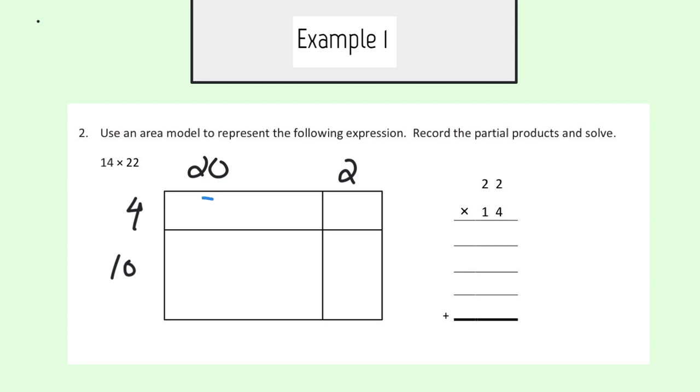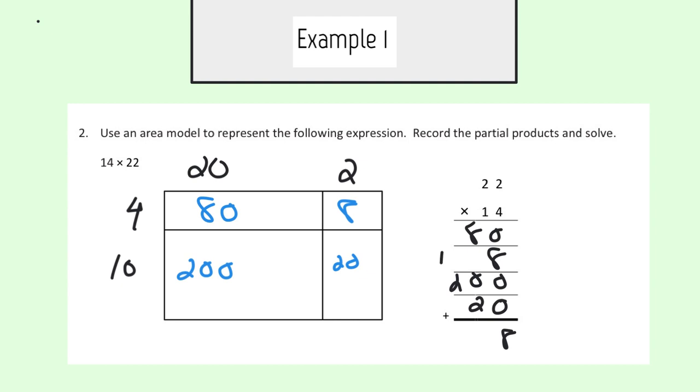20 times 4 is equal to 80, and 2 times 4 is equal to 8. 20 times 10 is equal to 200, and 2 times 10 is equal to 20. Now we can take all of the numbers in the boxes and add them together. So we're going to put 80 and 8, 200 and 20. We're going to go down the line. So we have 8 in the ones place, 10, so we're going to add a 1 over here, and 2 plus 1 is 3. So our answer is 308.